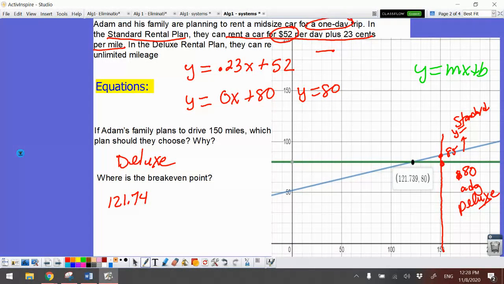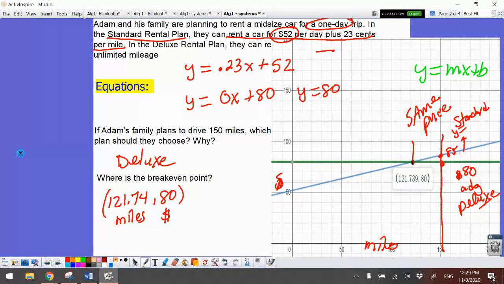So the break-even point says 121.74. Let's round that off, and 80. Well, what is that? What are my units? Well, this is miles, and this is money. So at 121.7 miles, almost 122 miles, it's going to cost me $80 on both of them. So if I'm going to drive between 121 and 122 miles, it wouldn't make any difference which plan I pick because it's exactly the same price. So right here, these are the same price.